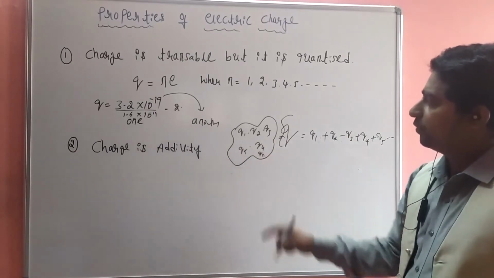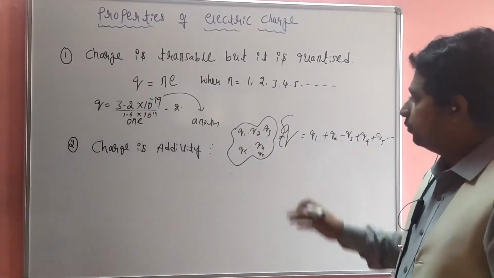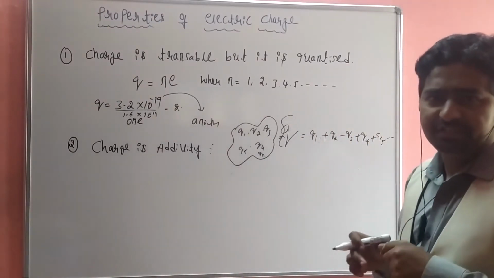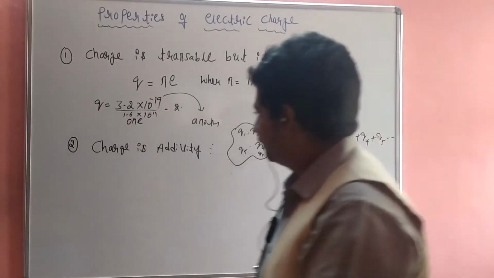This is called charge additivity in nature. How do we total the charge on the system? Just take the algebraic sum of the individual charges present anywhere on the system.